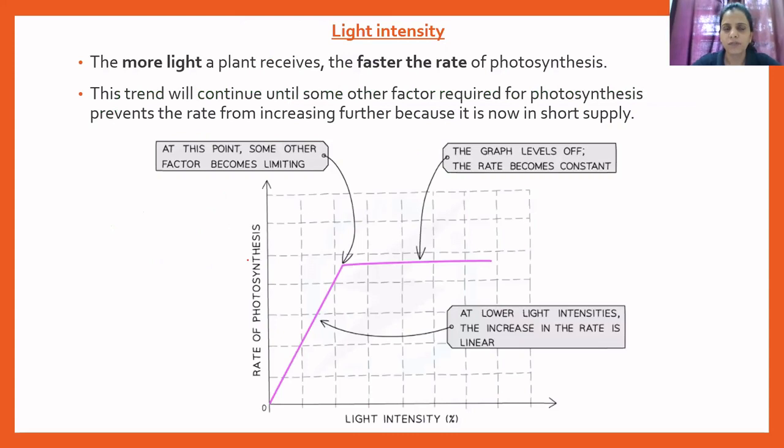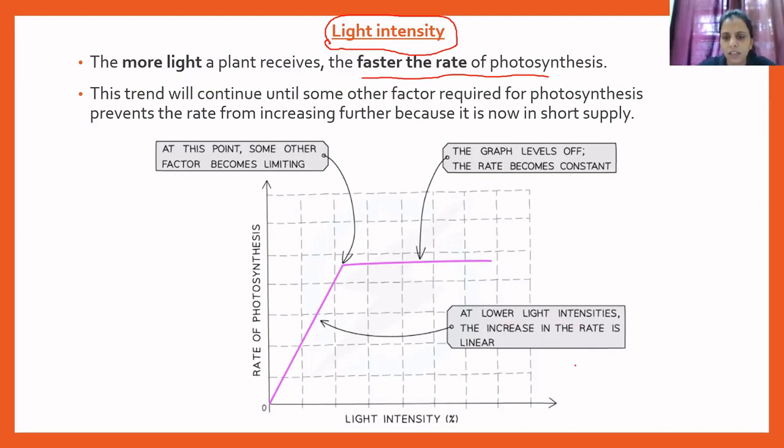The first factor which affects the rate of photosynthesis is light intensity. Whenever a large amount of light is present, so with increase in the light intensity, or you can say when more light is present, the rate of photosynthesis will increase, but only up to a certain point. After that point, what happens? The rate of photosynthesis becomes saturated or it gets constant.